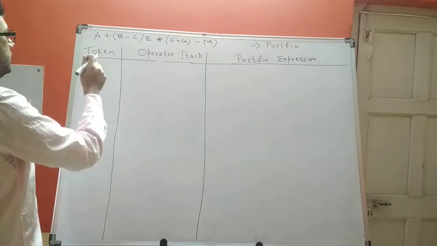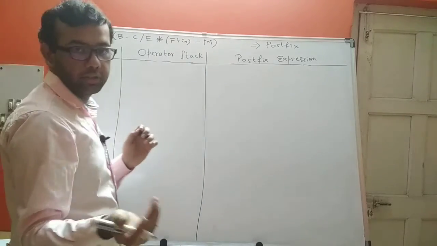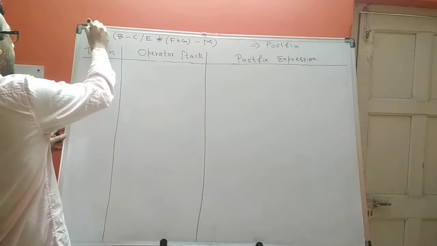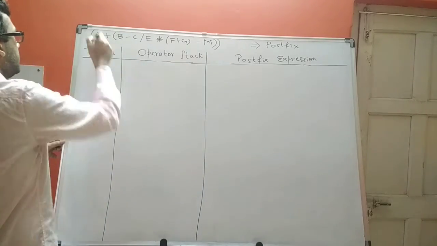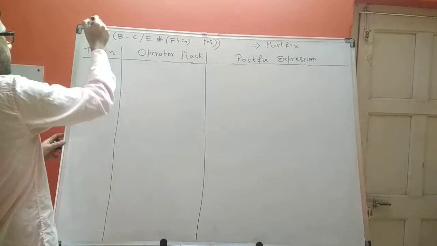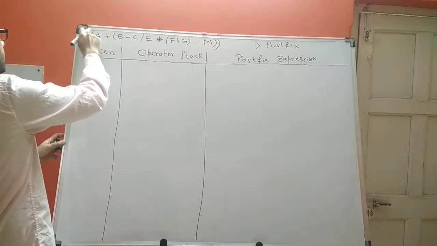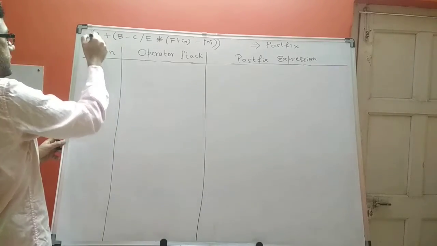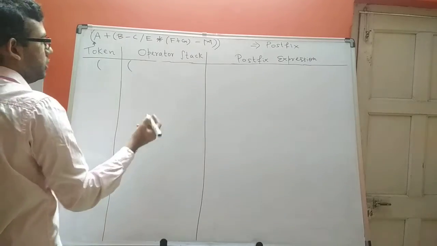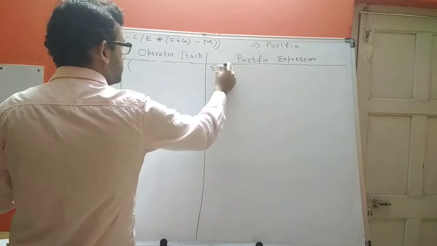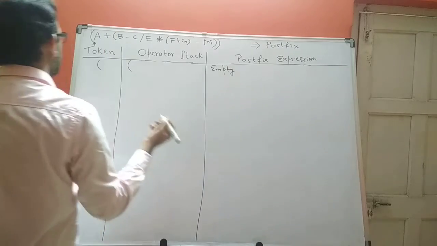Before I analyze my first token, I need to add an opening parenthesis and a closing parenthesis. Now I'll start. My first token is opening parenthesis. I'll write it here. So opening parenthesis is my first token. It is an operator. I'll push it onto my stack. And my postfix expression initially is empty.